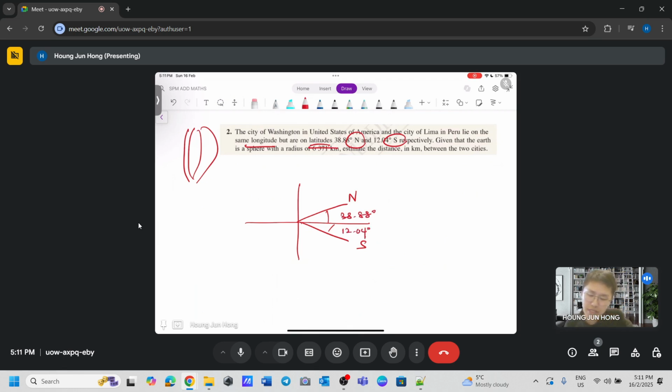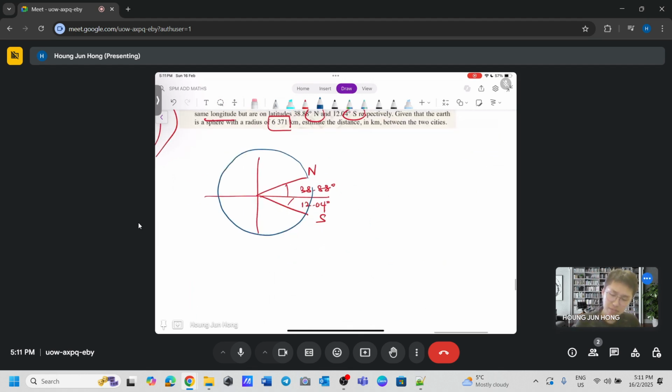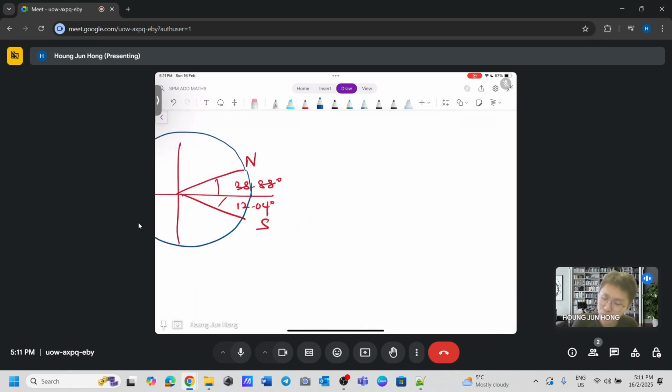Now, it says the Earth is a spherical surface with radius of 6371 km. So imagine your Earth is now a sphere, and you just have to estimate the distance. Actually, it's not that hard. If you understand the context, it's quite straightforward. Essentially, you just put the angles together. You get the angle, right? 38.88 plus 12.04.